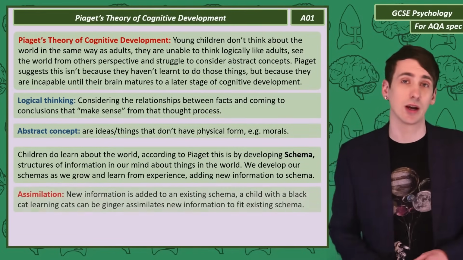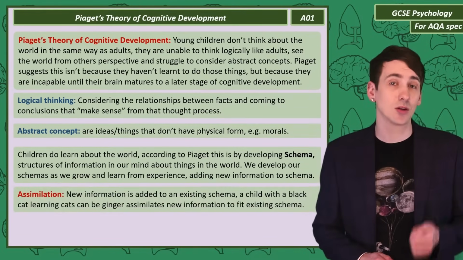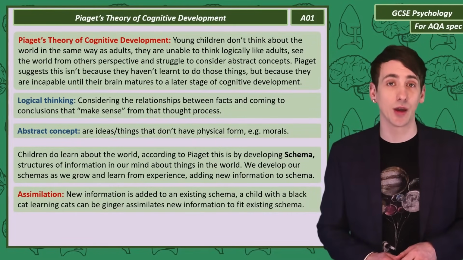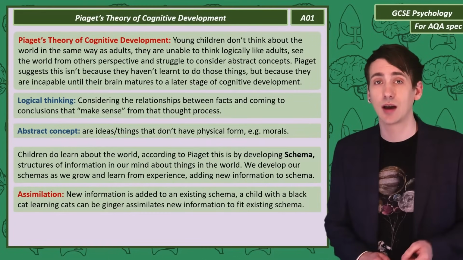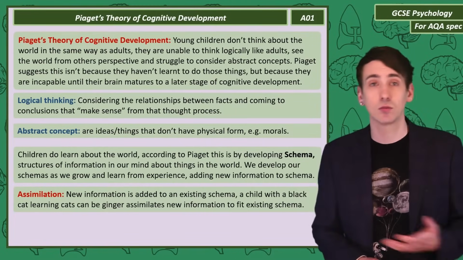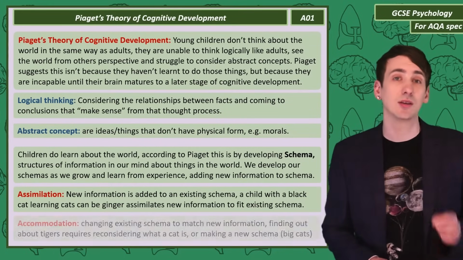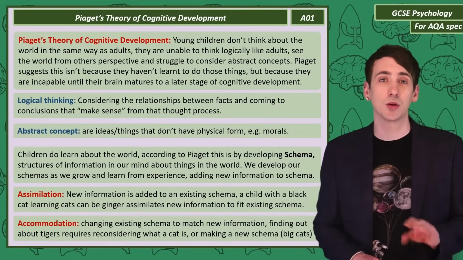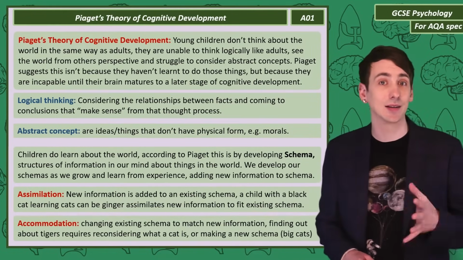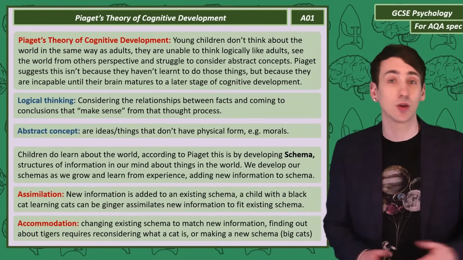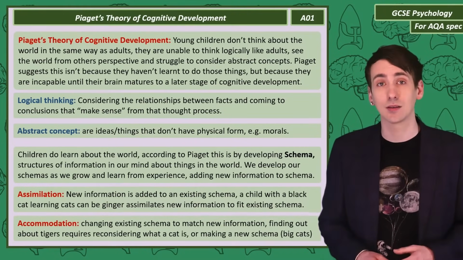Assimilation is a small change when we add new information to an existing schema. So a child who's only had experience with their own black cat seeing a ginger cat will add this information to their cat schema. Cats can be black or ginger. Accommodation is the changing of the schema itself to match the new information. So a child visiting the zoo and seeing lions and tigers will need to reconsider what a cat is, or make a totally new schema of big cats.